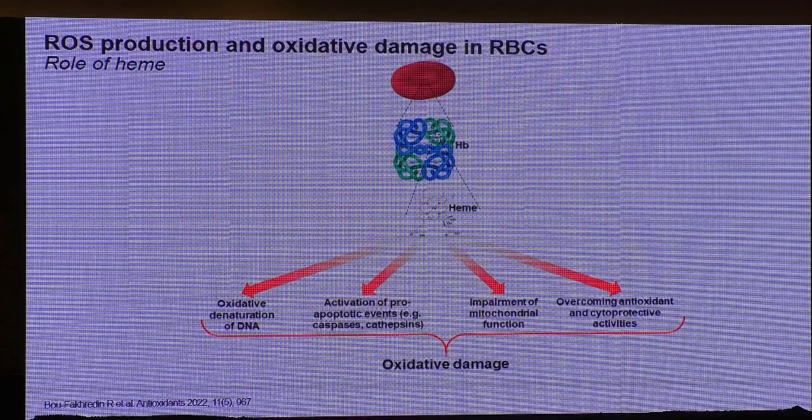If we focus again on the role of heme as a source of reactive oxygen species, you can see that heme can actually cause oxidative denaturation to DNA. It can activate pro-apoptotic events like caspases and cathepsins. It can impair mitochondrial function, and it can overcome some of the antioxidant mechanisms and cytoprotective mechanisms that we actually have, and all these in turn will lead to oxidative damage.